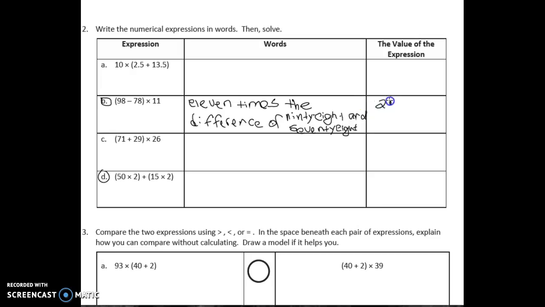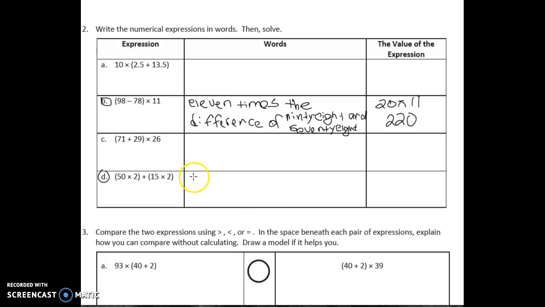So I know it's going to be 20 times 11, right? So if we go 20 times 11, it ends up looking like 1 times 20, and then we've got 10 times 20. So I know 1 times 20 is 20, and I know 10 times 20 is 200. So if I say 200 plus 20, I get 220.